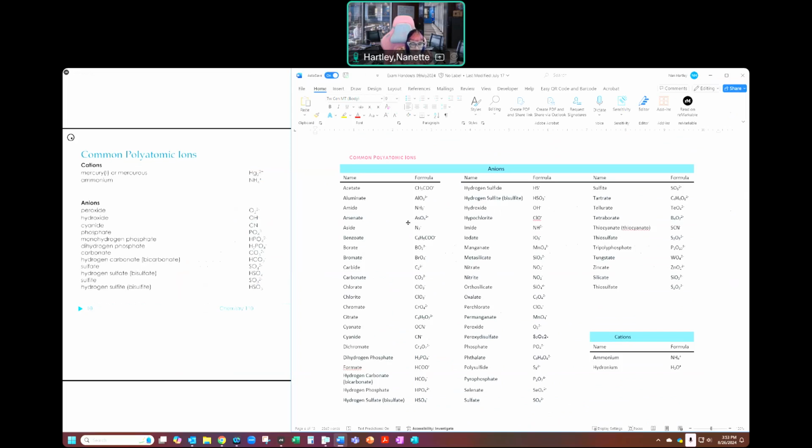Now, one other thing that I'll tell you is that some of these are written the way that they're written, and they can be written in different ways. So like benzoate, you'll see that it's written here as C6H5COO.